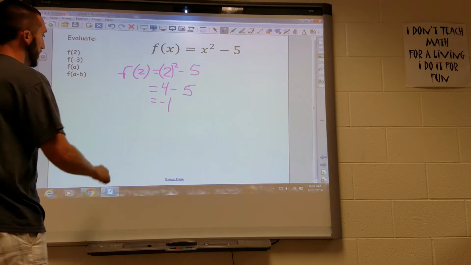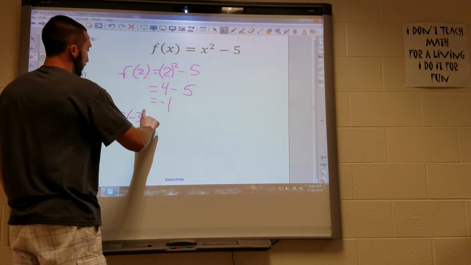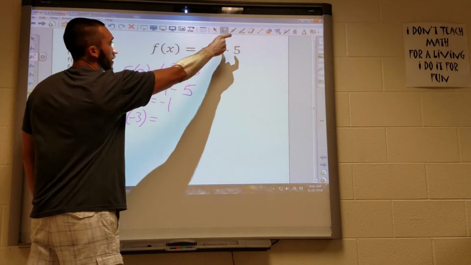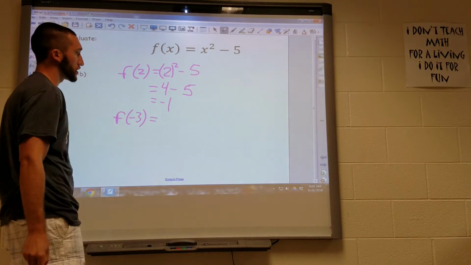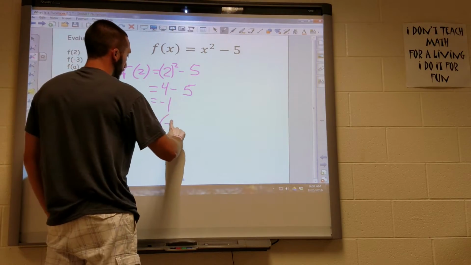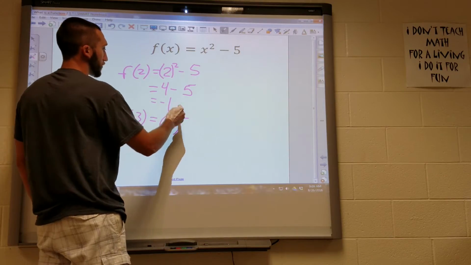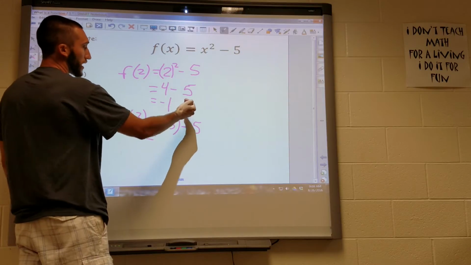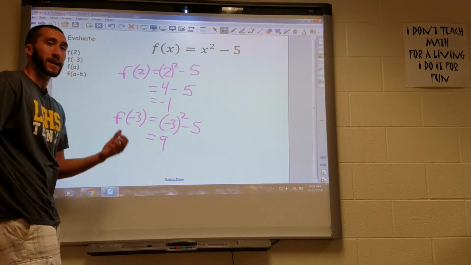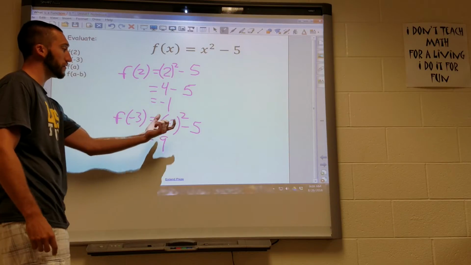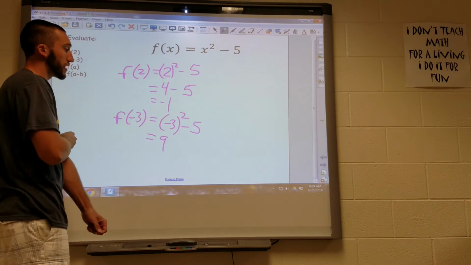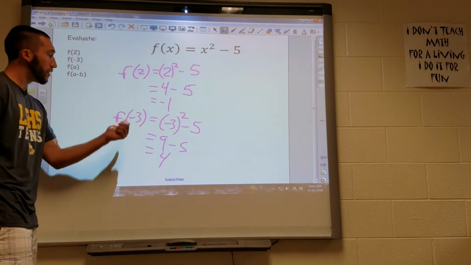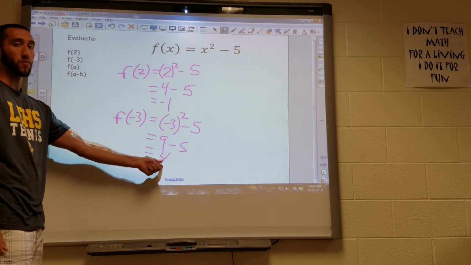All right, let's evaluate when f equals negative 3. So now I just take my negative 3 and I plug in wherever I see an x in my original function. So that means I'm going to plug in negative 3 for x. So I get negative 3 squared minus 5. Negative 3 squared is going to be a positive 9, right? Negative times a negative is going to be a positive. So whenever I square a negative number, I'm going to get a positive number. So my x value of negative 3 gives me a y value of 4.